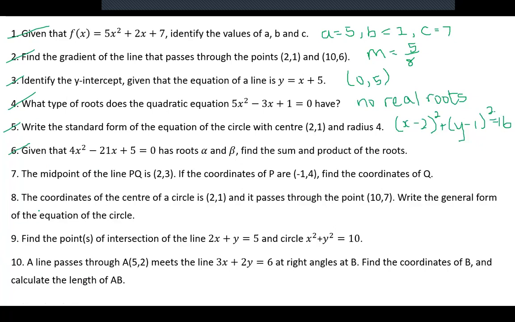Right, number 7. The midpoint of the line PQ is 2, 3. If the coordinates of P are minus 1, 4, find the coordinates of Q. Do this for me, first person to answer. Remember to ask any questions if you don't know what's going on.